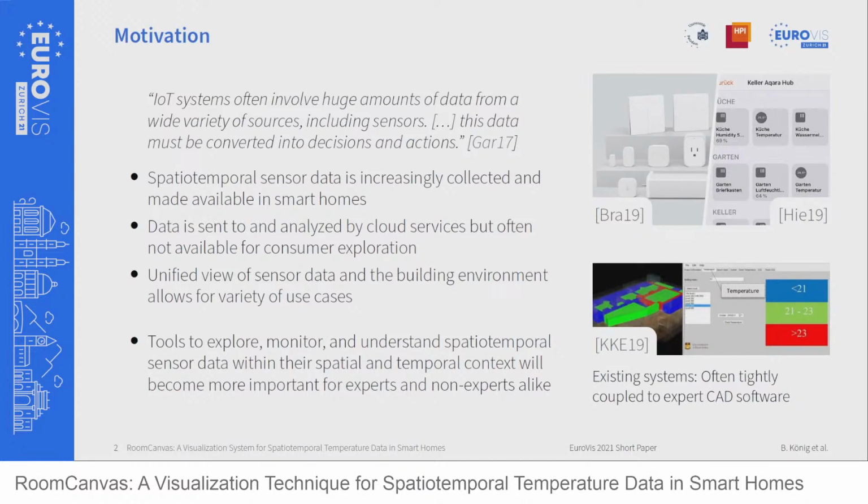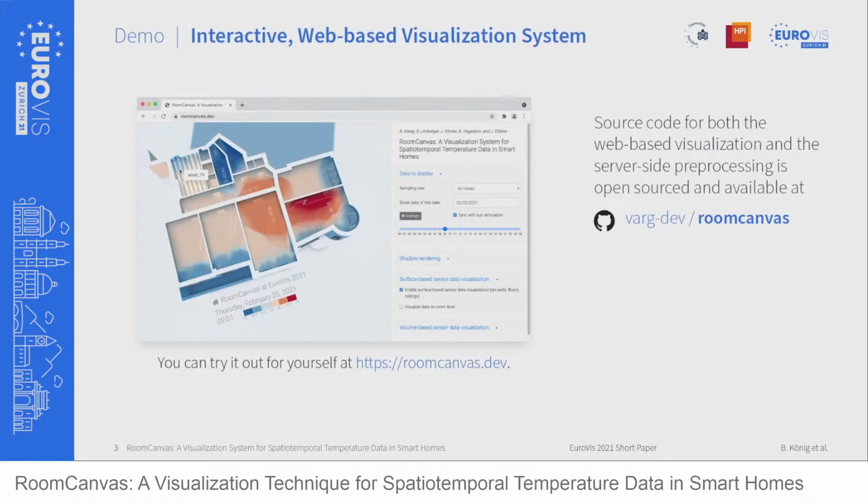That's why we thought that there is a need to develop systems that allow users to explore, monitor, and understand spatiotemporal sensor data within their own homes or buildings that is available not only to experts, but also for non-experts. That's why we designed and implemented a web-based interactive visualization system called RoomCanvas that allows users to do exactly that, to visualize sensor data from their respective homes collected by small IoT-enabled sensors. I'm now going to show you a quick demo of the system. You can also visit roomcanvas.dev to see a live demo for yourself.